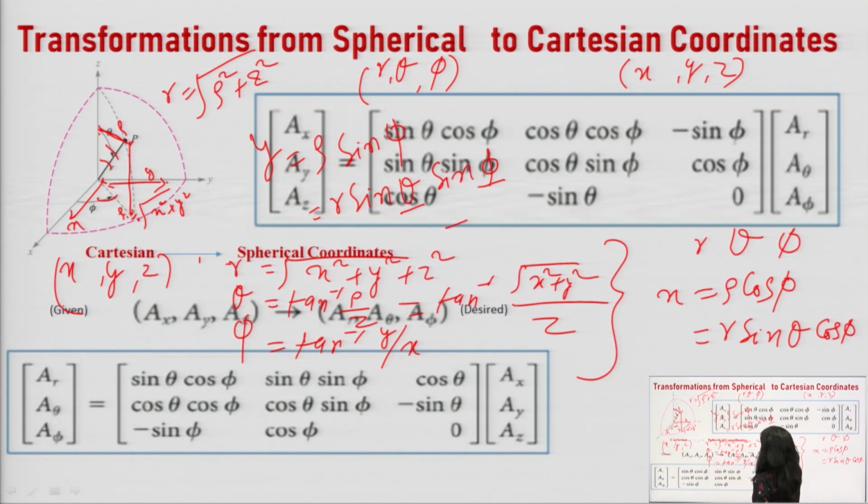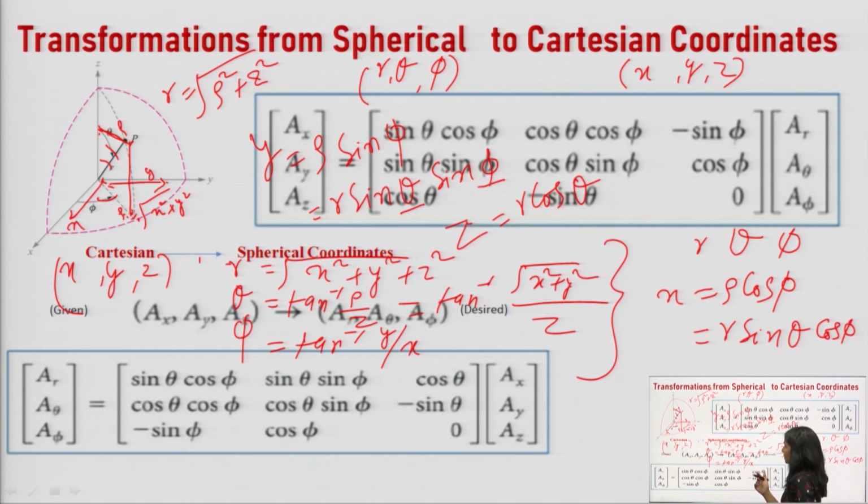Now the third thing is z. Z will be equal to how much? Z is this, so we can write z simply as r cos theta. So using this formula, x is equal to r sin theta cos phi, y is equal to r sin theta sin phi, and z is equal to r cos theta. We can find the value of x, y, z if some point in spherical coordinates, that is r, theta, phi, is given. We can easily find the value of x, y, z.